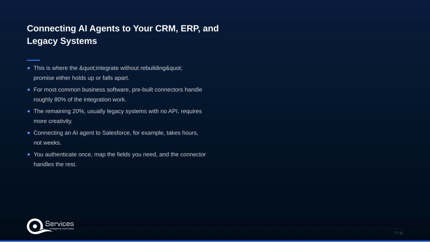Modern SaaS tools: Power Platform and Azure Logic Apps both have native connectors for these platforms. Connecting an AI agent to Salesforce, for example, takes hours, not weeks. You authenticate once, map the fields you need, and the connector handles the rest.